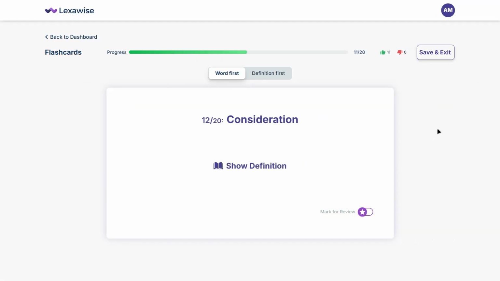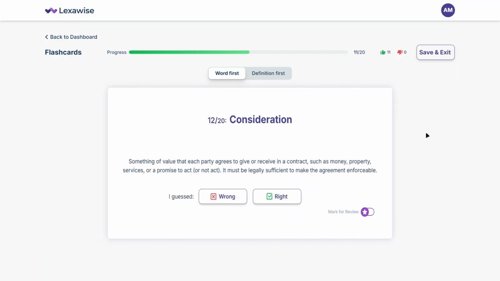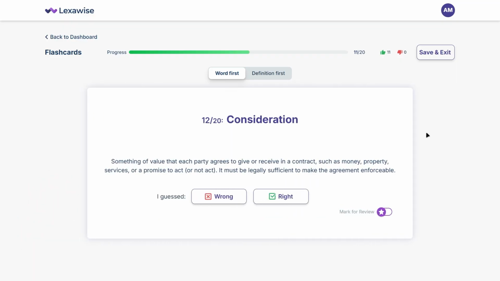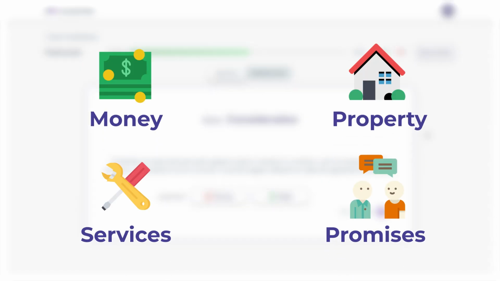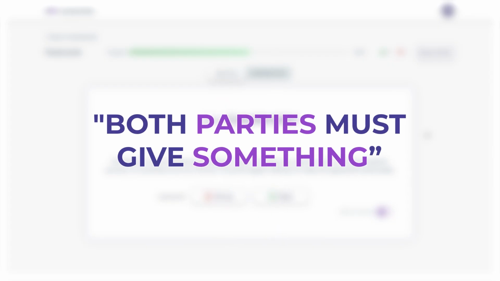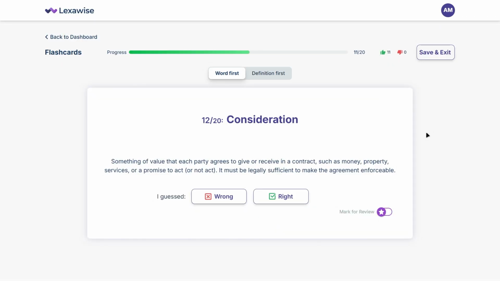Term 12, consideration. Don't just say something of value, be specific. Consideration, something of value that each party agrees to give or receive in a contract, such as money, property, services, or a promise to act or not act. It must be legally sufficient to make the agreement enforceable.